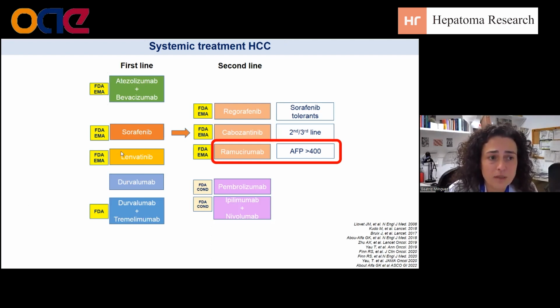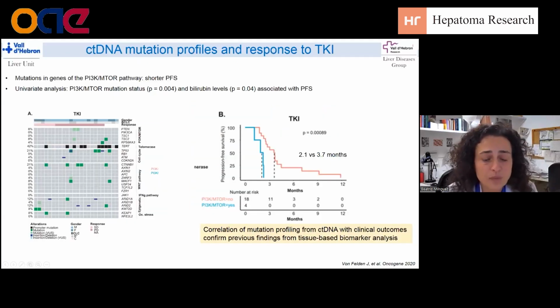Even with these positive results, we know that only 20% of patients treated with immunotherapy have objective response. So we need to be able to select these patients in order to avoid, in the patients that are not going to respond, the secondary effects coming from immunotherapies or other systemic therapies. In this sense, there have been some papers published. I am going to show you a couple of them.